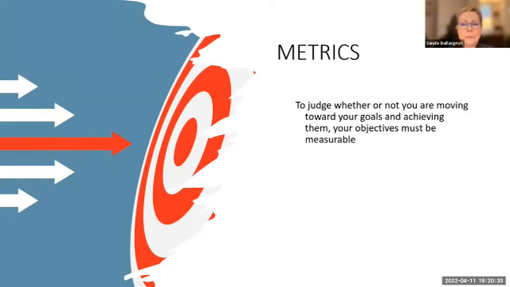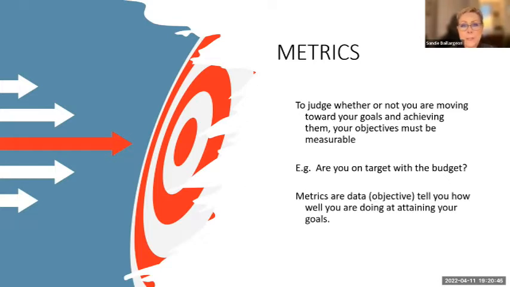So to judge whether or not you're moving forward with your goals and achieving them, your objectives need to be measurable. You need to have something quantifiable that you're able to actually see and relate to. So for example, are you on target with your budget? If you've set your budget at a certain percentage of increased revenue, are you on target for that? Are you growing, or are you going in the opposite direction? And then once you've decided that, it's much easier to set the strategies on how to get there. I'm going to show you an example of an action plan in just a moment as well.